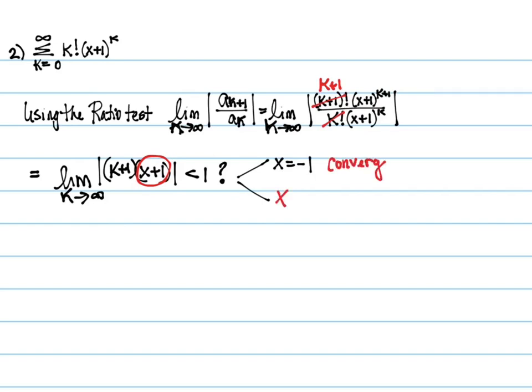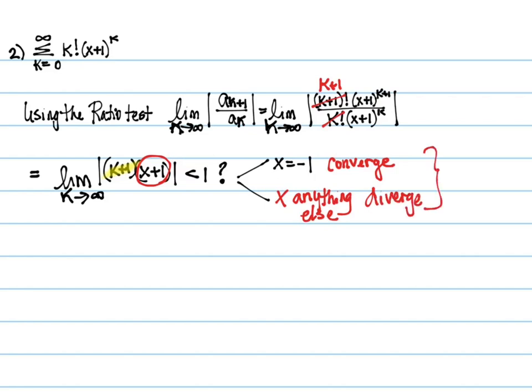But if x is anything else, then what happens to that k plus 1 term? Diverges. It's going to force the whole thing to go to infinity, and it's going to diverge, right? If x is negative, if x is positive, if x is any other value, then this piece right here is going to dominate all of what's going on because it's going to be infinity. And infinity times any other constant is infinity. So if x is anything else, then this will diverge.